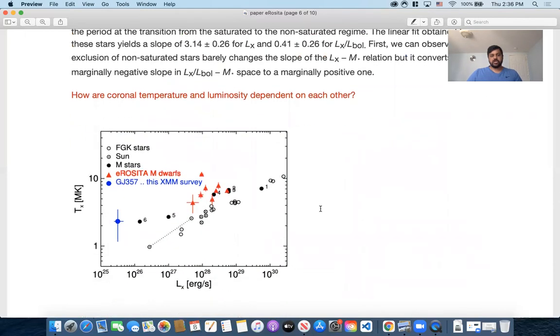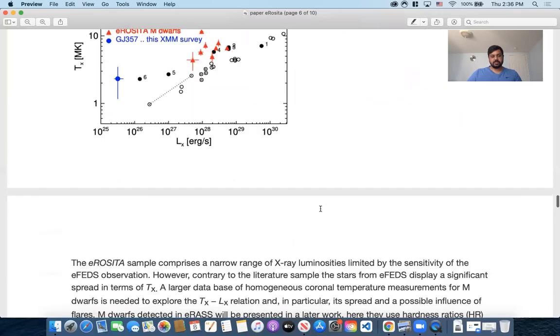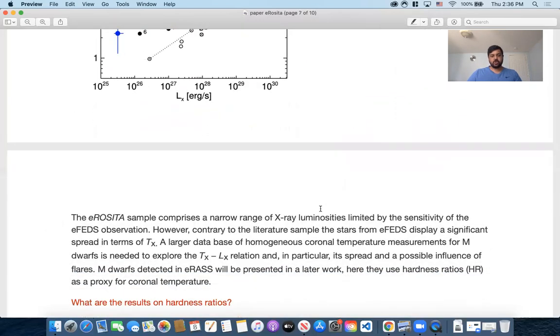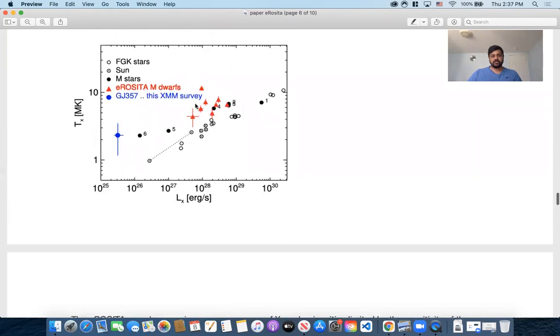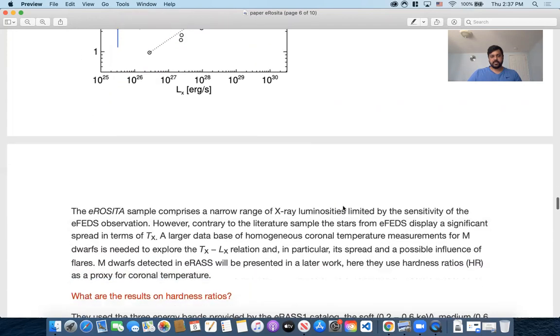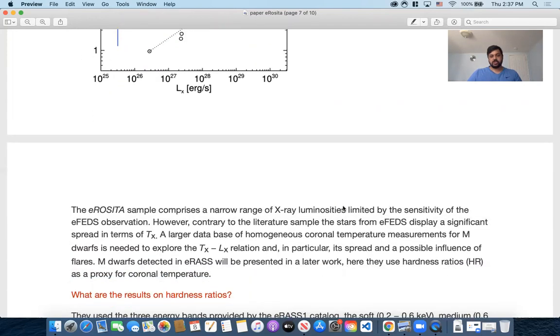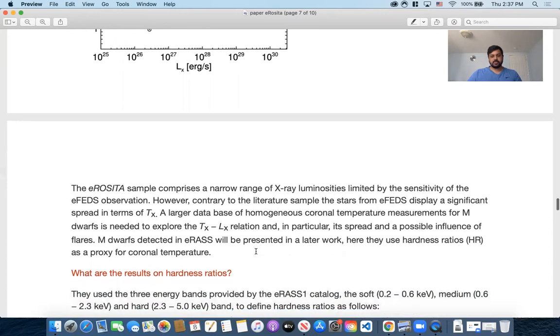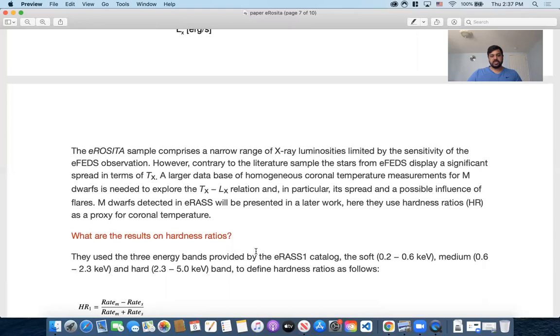How are the coronal temperature and luminosity dependent on each other? The eROSITA sample comprises a narrow range of X-ray luminosities limited by the sensitivity of the EFEDS observation. However, contrary to the literature sample, the stars from the EFEDS display a significant spread in the values of coronal temperature. So there is a large spread. A larger database of homogeneous coronal temperature measurements for M dwarfs is needed to explore the TX-LX relation. Here, we use a proxy for coronal temperature, which is the hardness ratio.